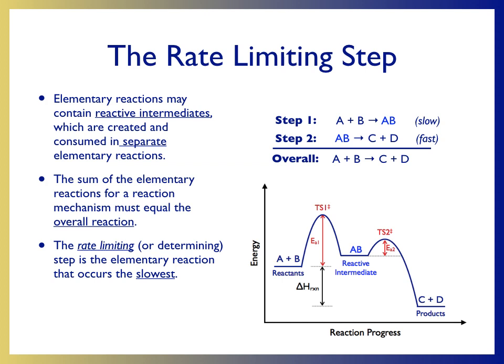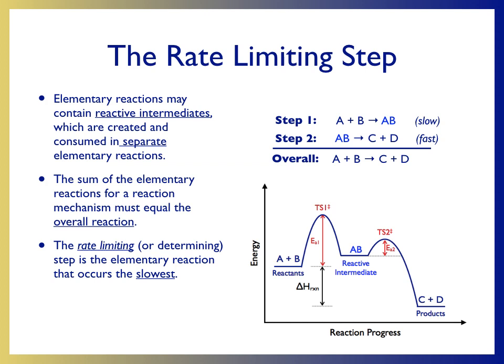Note that in the reaction mechanism on the right, I denoted each step as being slow or fast. Step 1 is a slow step, and step 2 is a fast step. If you look at the reaction profile, you can see why. The activation energy for step 1, which goes from A plus B to the reactive intermediate AB, is a lot larger than the activation energy for the second step.